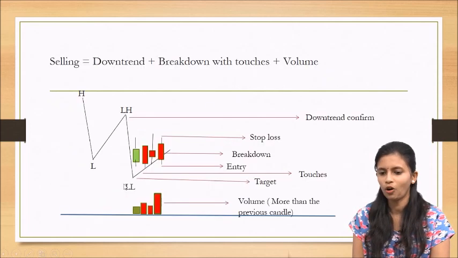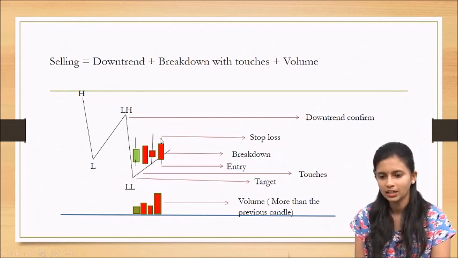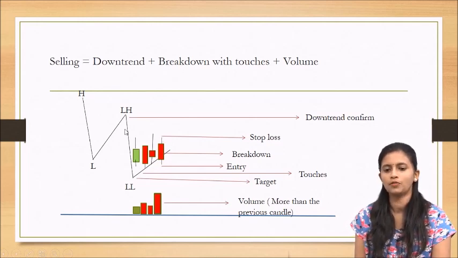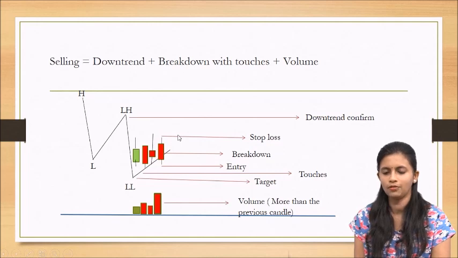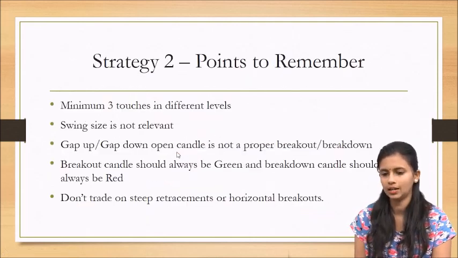Now, if all these conditions are met, that is, there is a downtrend and there is proper volume, but the breakdown candle is green in color, then you cannot apply this strategy. If you're looking for a bearish move, an opportunity for selling, then your breakdown candle should be red in color. Similarly, if it is a breakout candle, then it should always be green in color.